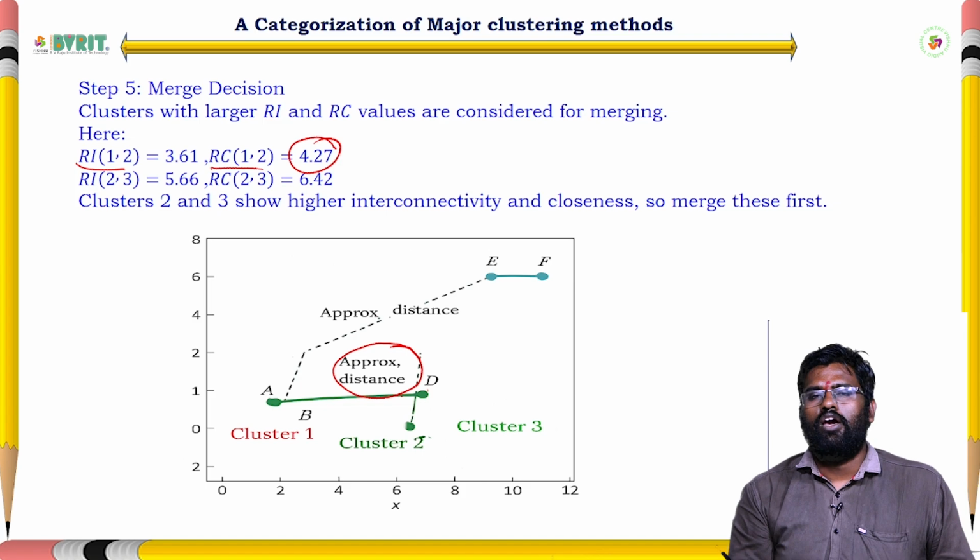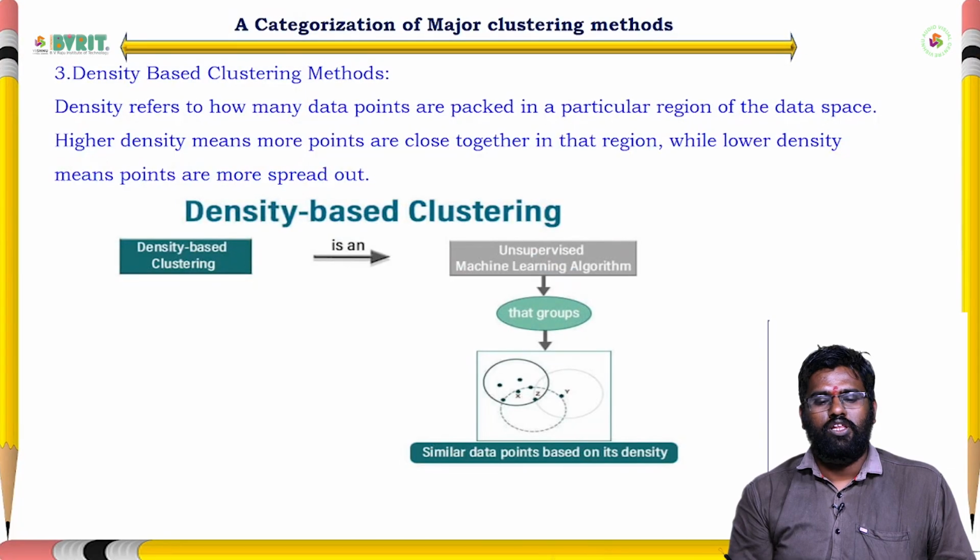Like this, this is about the Chameleon method algorithm. Now coming to the next one, density based clustering algorithm methods. Density based clustering algorithms means we need to find out the densities for the given variables. It is one type of unsupervised learning algorithm.